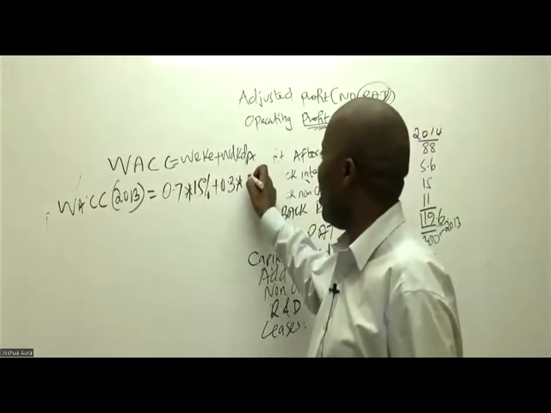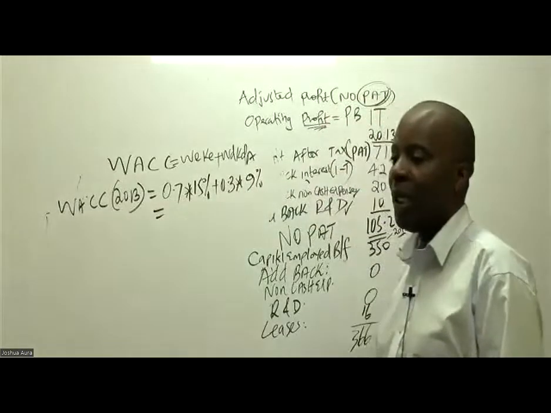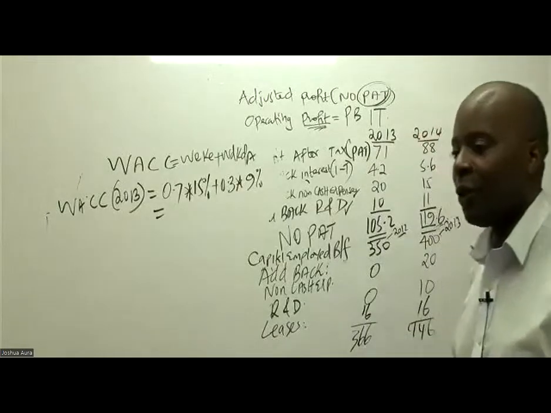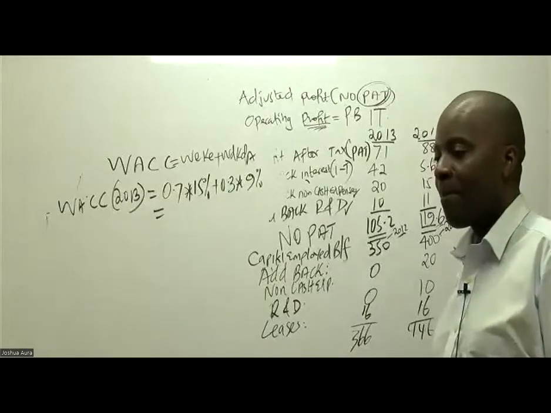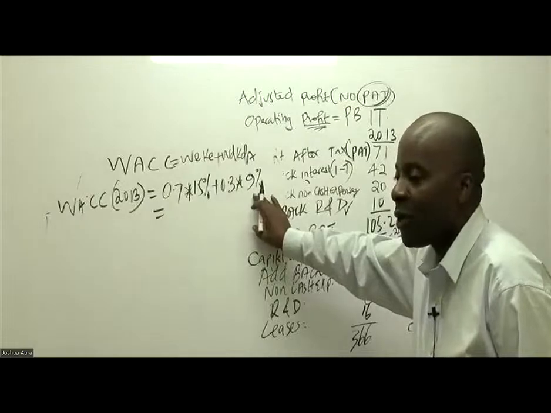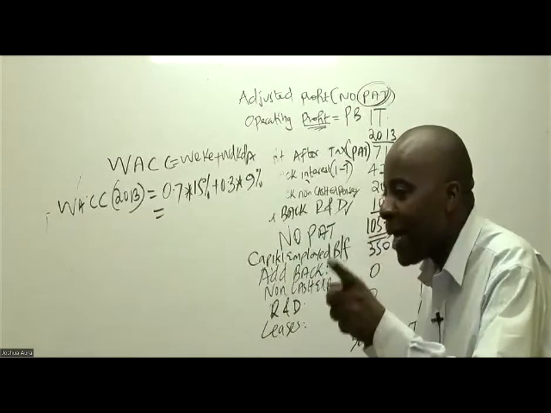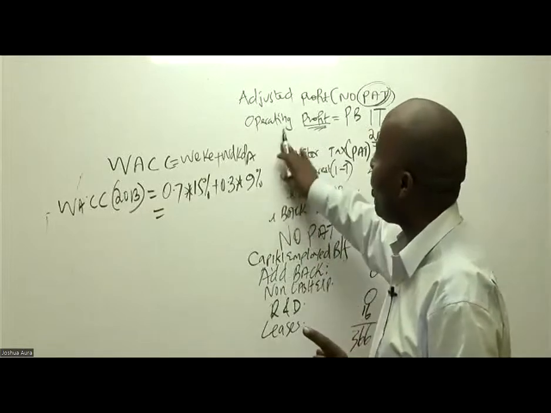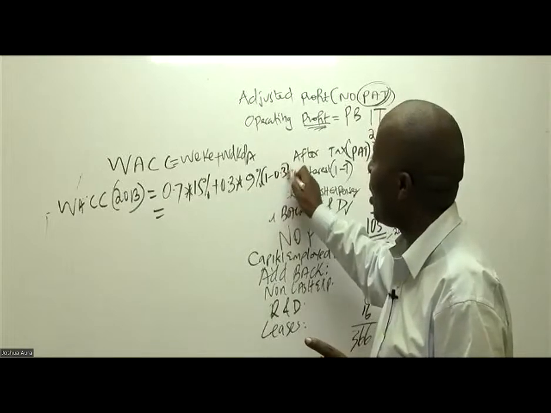So times 9%. Could you kindly give me this WACC for 2013? No. This 9% is before tax. It must be adjusted for taxation. So you must multiply this with 1 minus tax of 0.3.